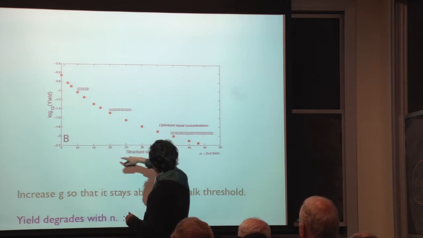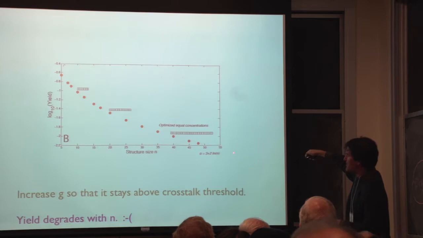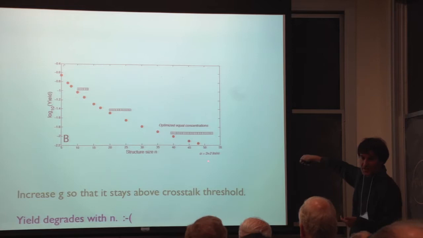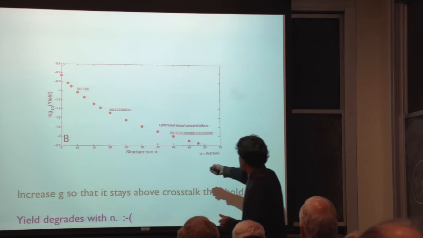And what happens is that the yield decays rapidly with structure size, which is what I argued should happen at the beginning. It's because the number of competing structures goes up combinatorially with this. So yield degrades with n. Now, but you do have a bit of a control.